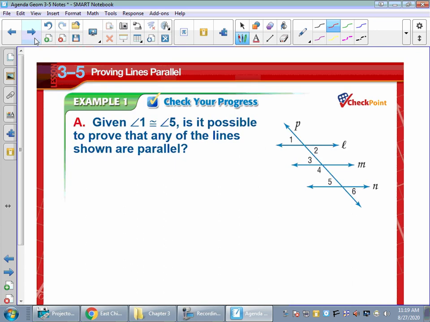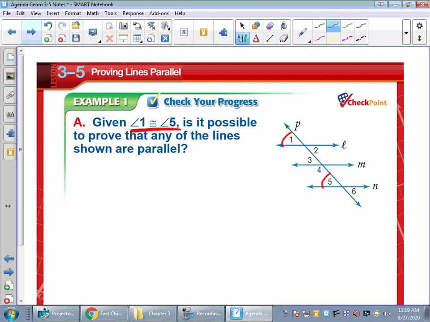Okay, how about this one? Given that angle 1 is congruent to angle 5, that's what we're given. Is it possible to prove any of these lines shown are parallel? Well, we look at angle 1 and angle 5, do they have a relationship? Yes, they do. They are corresponding angles, and they're congruent according to the given information.